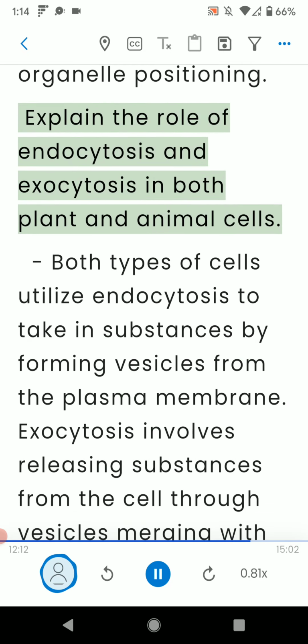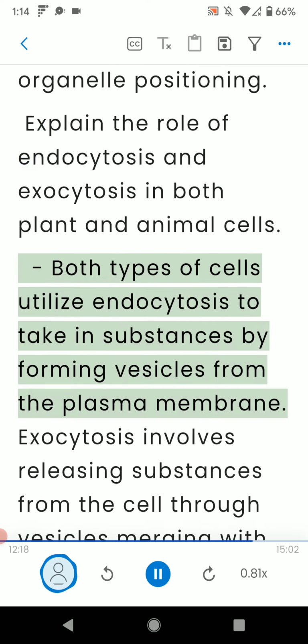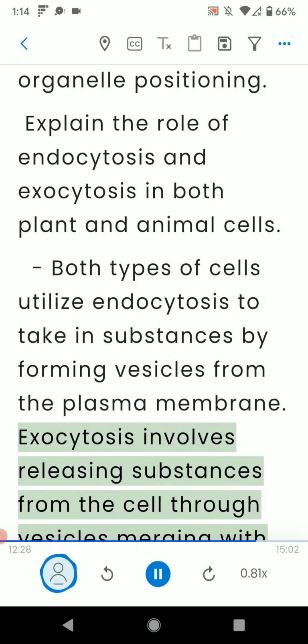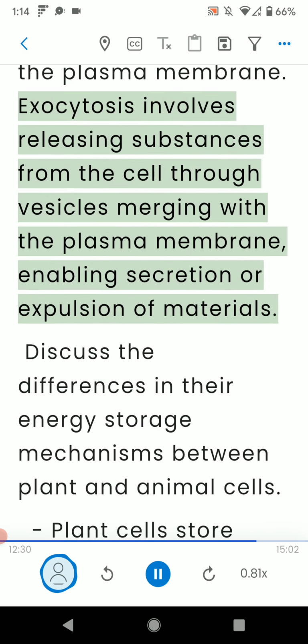Explain the role of endocytosis and exocytosis in both plant and animal cells. Both types of cells utilize endocytosis to take in substances by forming vesicles from the plasma membrane. Exocytosis involves releasing substances from the cell through vesicles merging with the plasma membrane, enabling secretion or expulsion of materials.